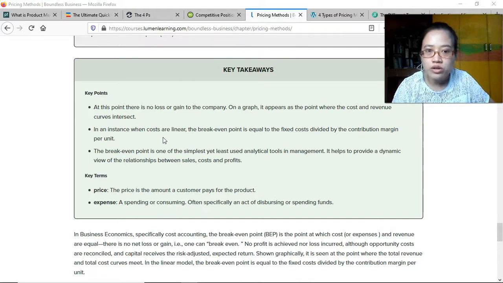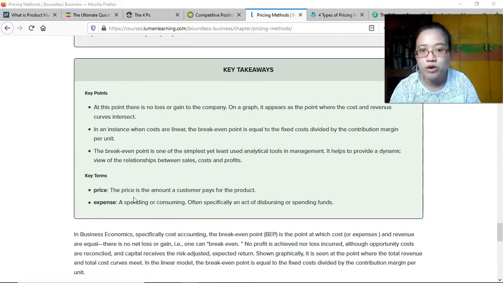In an instance when costs are linear, the break-even point is equal to the fixed cost divided by the contribution margin per unit. The break-even point is one of the simplest yet least used analytical tools in management. It helps to provide a dynamic view of the relationships between sales, cost, and profits.